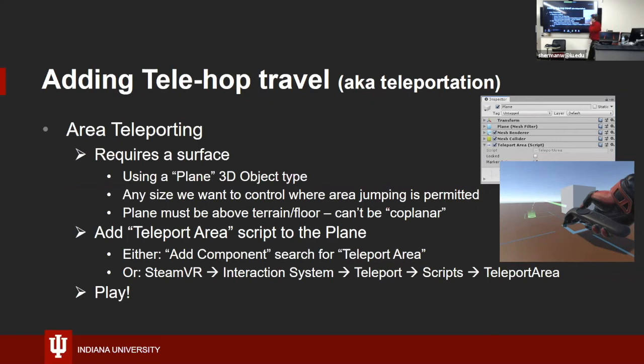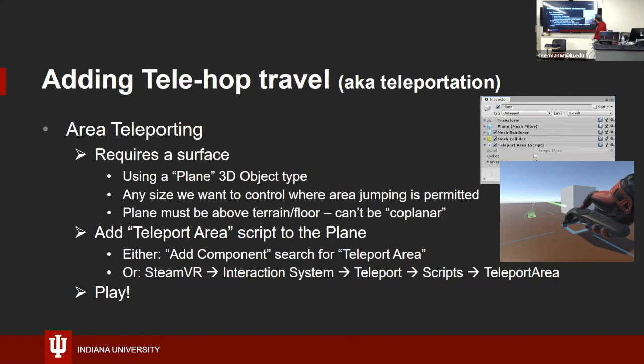All right, so like I said, we're going to do area teleporting. The picture here shows a blue gridded outline with a square in the center, and then you can jump anywhere inside that plane that we created. So you can create the plane of any size. You don't want it exactly coplanar with the floor, otherwise the collision detection will hit the floor and it won't know that you're trying to jump to the plane. So the plane has to float a little bit above the floor, but it doesn't have to be visibly so. Then you add the teleport area script through either of these two ways, and when you press play, you'll get the gloved input and the tracked controller.